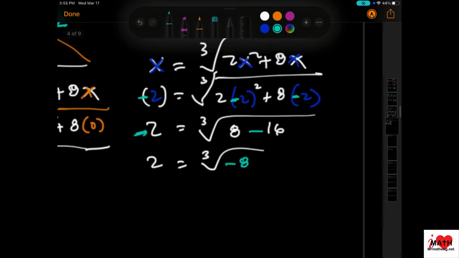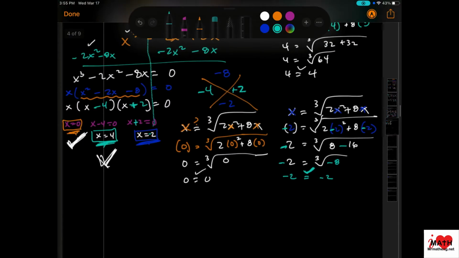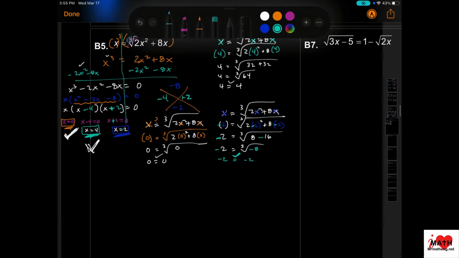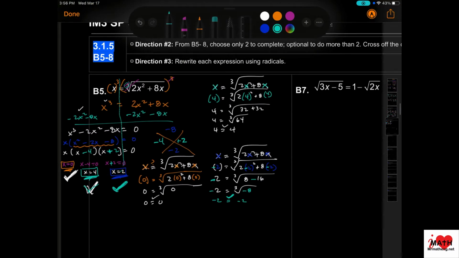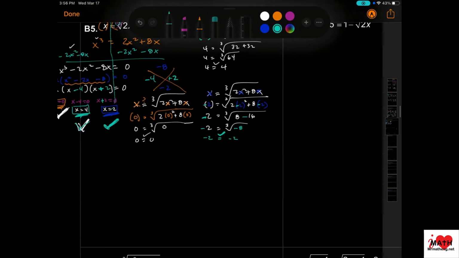3 identical numbers that multiply to be negative 8 are negative 2. And that checks. Which means for B5, all of these are solutions, all 3 of them. Remember, you're going to have to isolate, set it equal to 0, solve, and then check your answers. That was B5. Let's try B6.